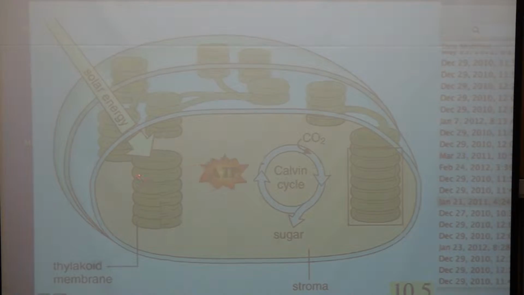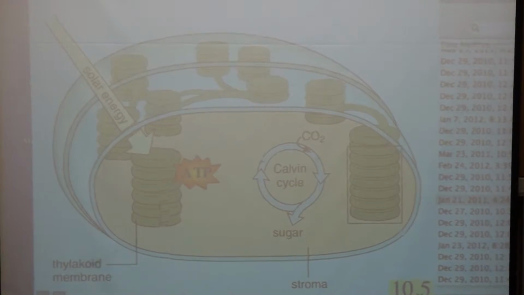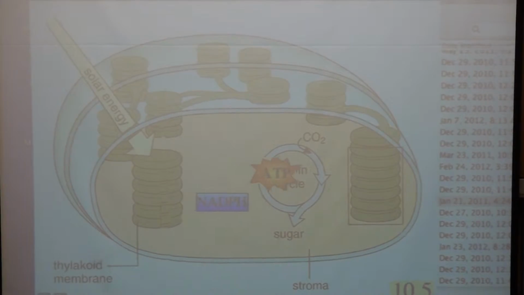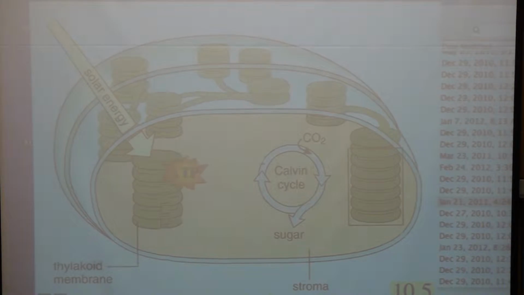Some people say it's taking place in the grana, but you could say thylakoid membrane. Either one is fine. And the point of that is that the energy in the sunlight is changed into some chemical potential energy in ATP molecules and NADPH molecules. And those drift away from the thylakoid membrane into the stroma, which is the watery liquid that fills the chloroplast. And then eventually they meet the enzymes of the Calvin cycle.